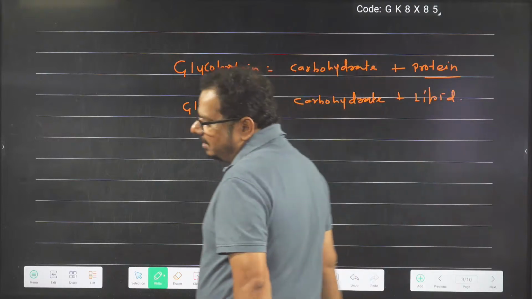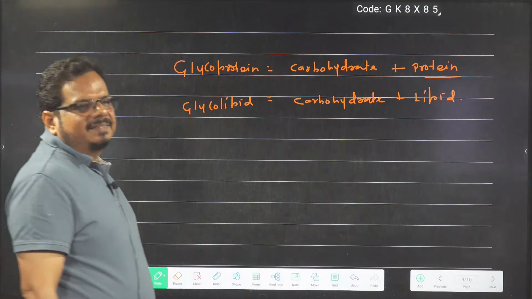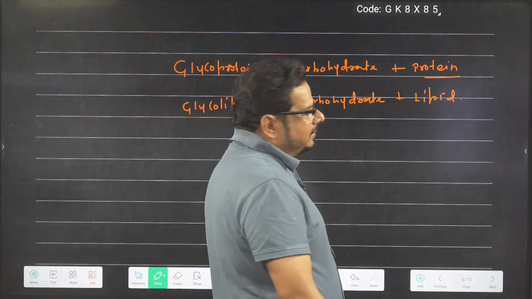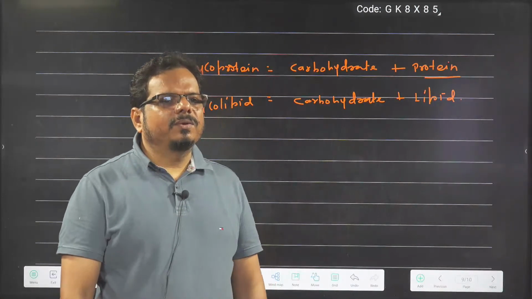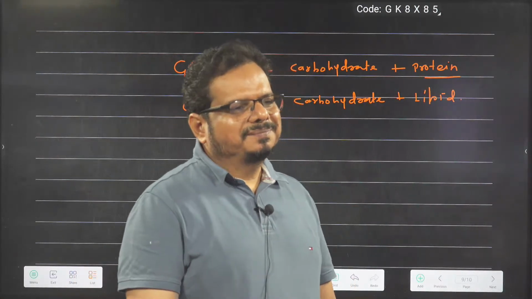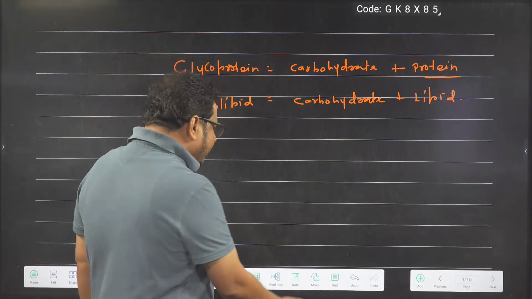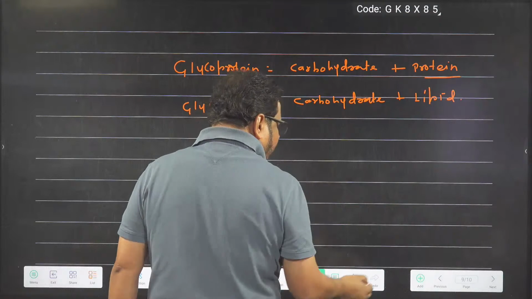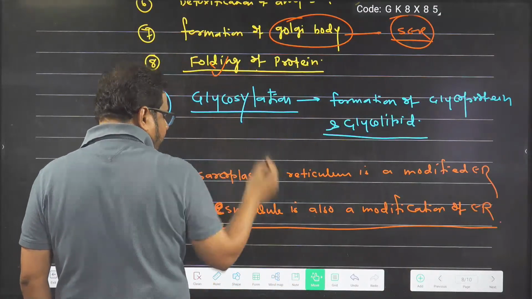Carbohydrate plus lipid is called glycolipid. You got the idea? Glycoprotein and glycolipid. Okay. So understand about the function of endoplasmic reticulum. Is it clear? So once again I am giving you a revision of ER because it is an important cell organelle. So just have a look.